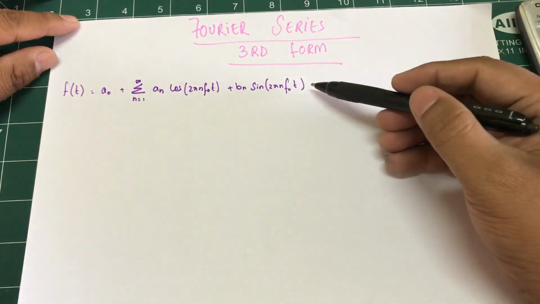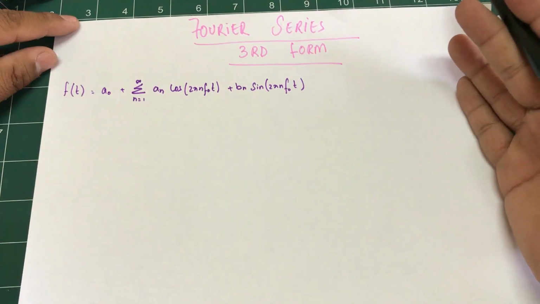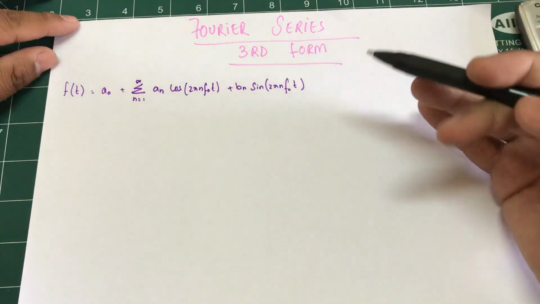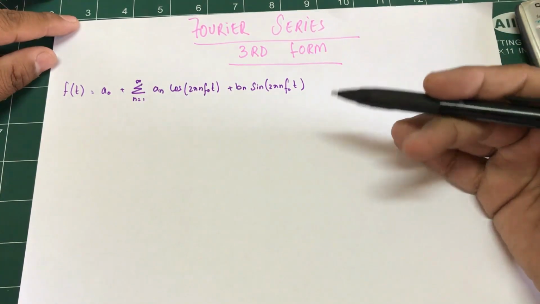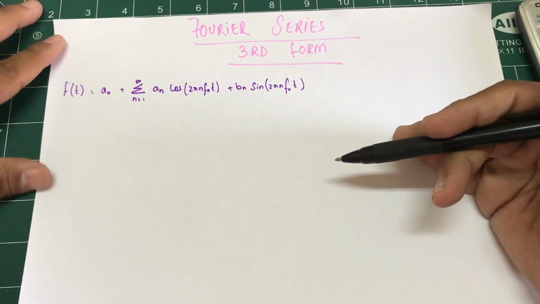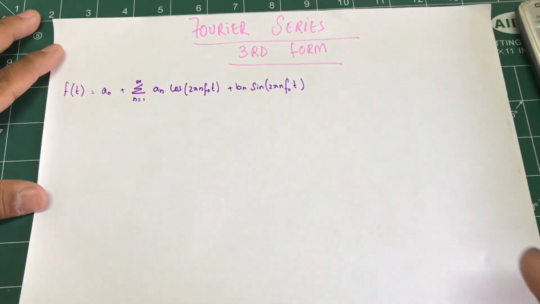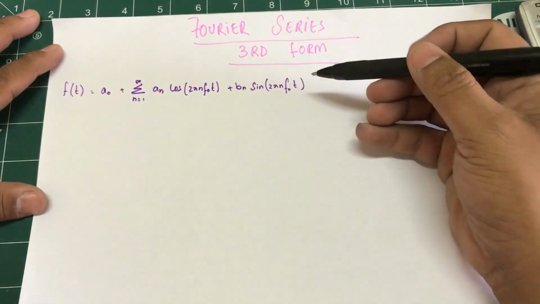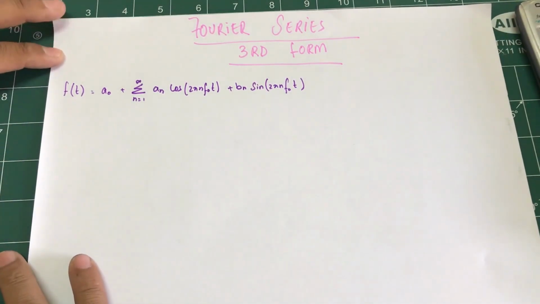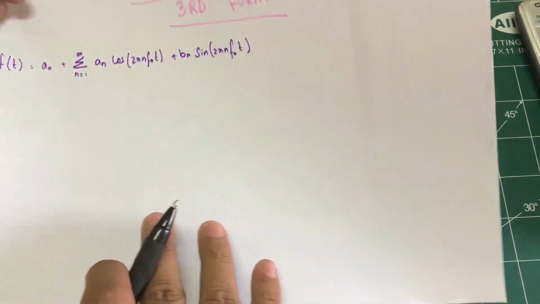So I think in my last video we got two different forms of Fourier series. We started off with the first form, and then we came up with a second form, which is known as the complex form. Now we're going to look at another type of Fourier series form, and we're going to start off with form number one. Here's the form that we started out with.